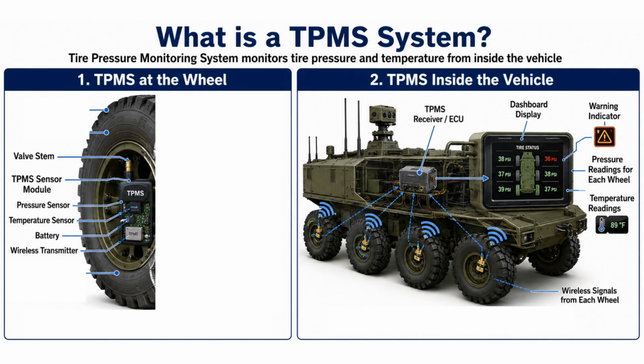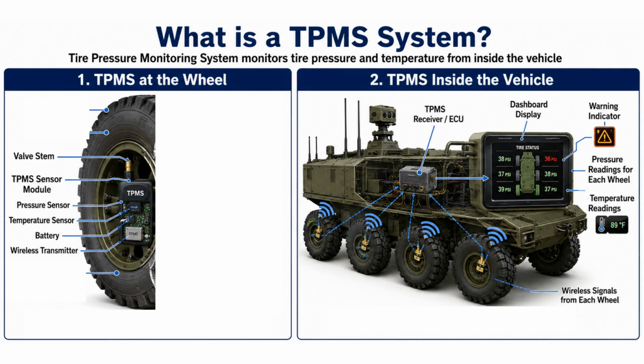The sensor continuously measures the air pressure and temperature inside the tyre. It then sends this information wirelessly from the rotating wheel to the vehicle. On the right, each wheel transmits its data to the TPMS receiver or electronic control unit. The system processes the readings and displays the pressure and temperature of every tyre on the dashboard. Normal readings are usually shown in green.